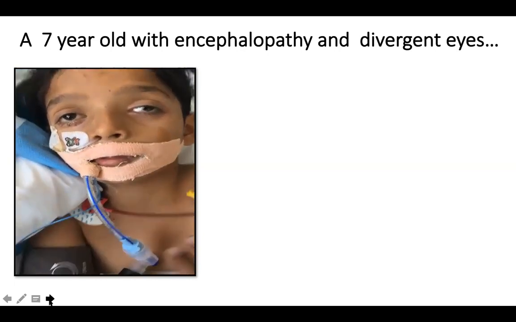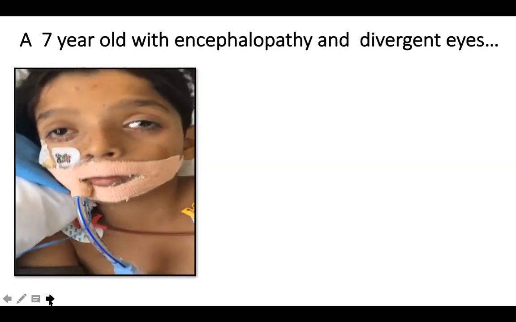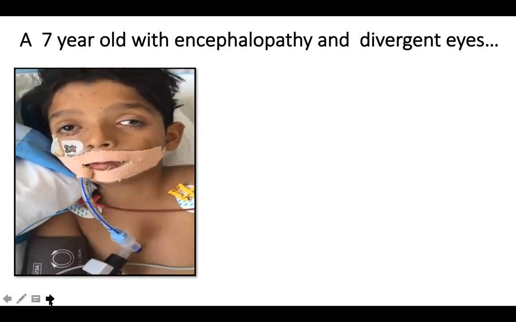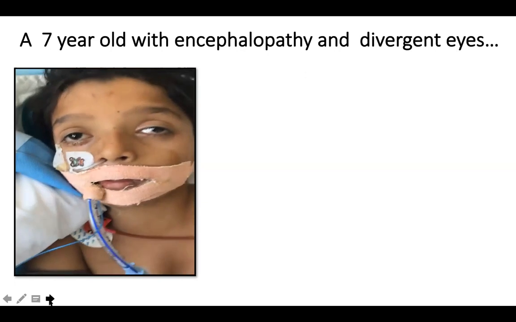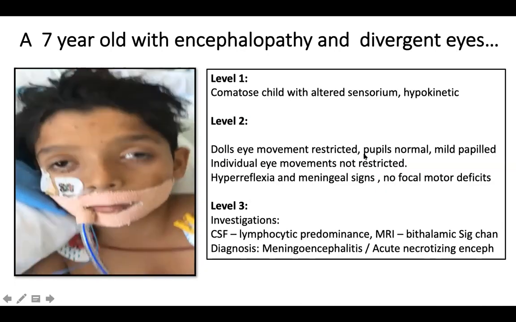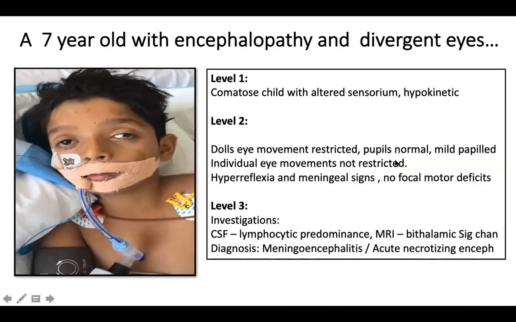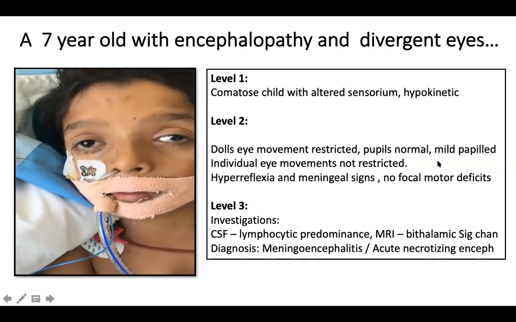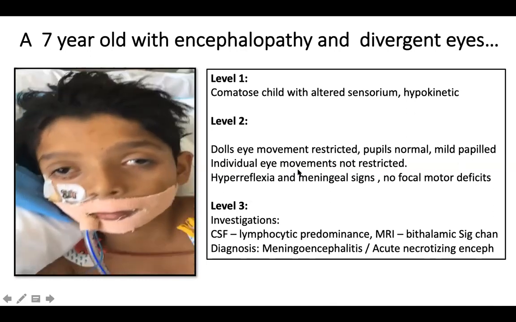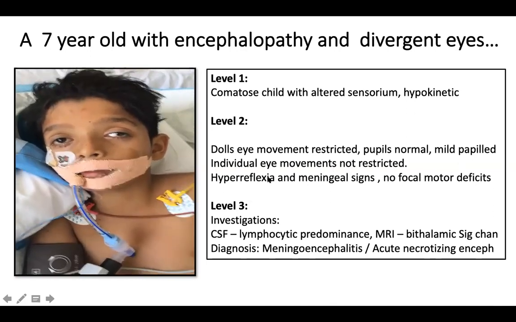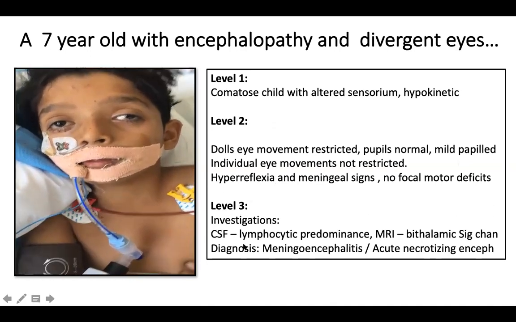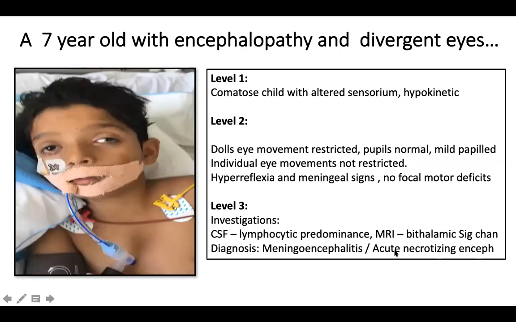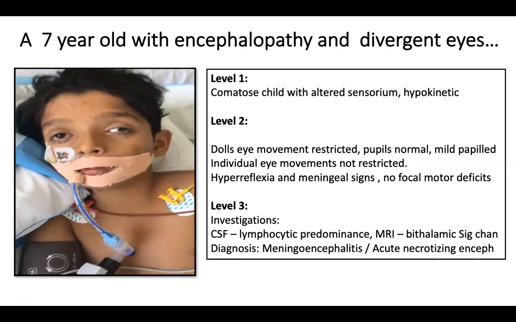This is because the thalamic and hypothalamic control of eye movements through your medial longitudinal fasciculus and brainstem becomes lost, so your eyes stay in a divergent position. This child is a comatose child, because of hypoxic brain injury from meningoencephalitis. His dorsal eye movements are restricted. His pupils are normal. His individual eye movements are not restricted. He's having hyperreflexia and meningeal signs. The CSF shows lymphocytic predominance, and his MRI shows acute necrotizing encephalopathy with bithalamic signal changes.